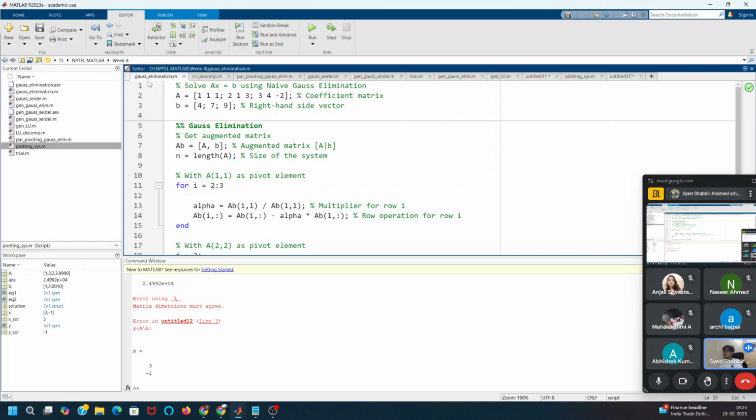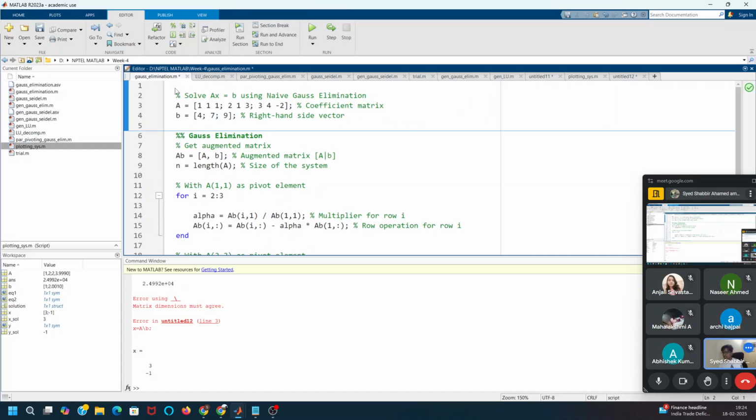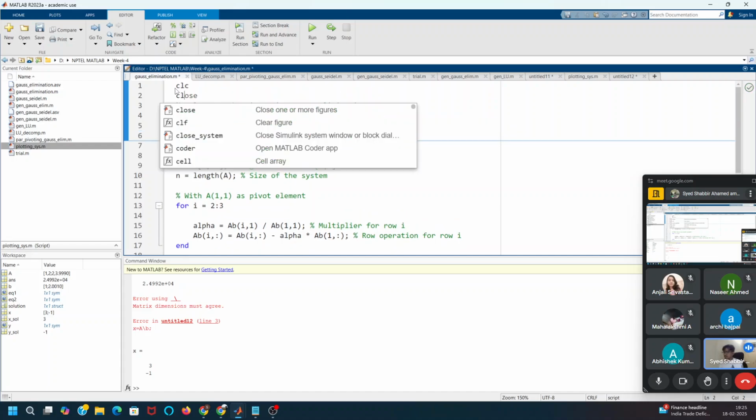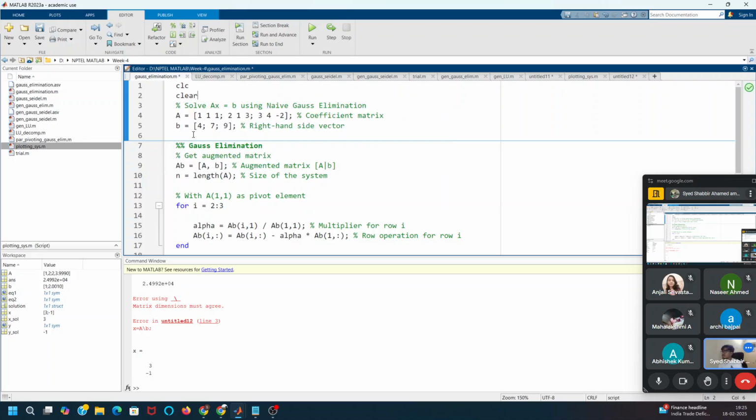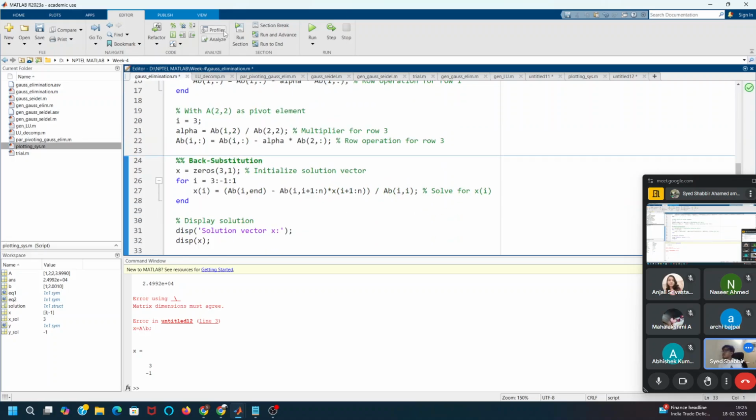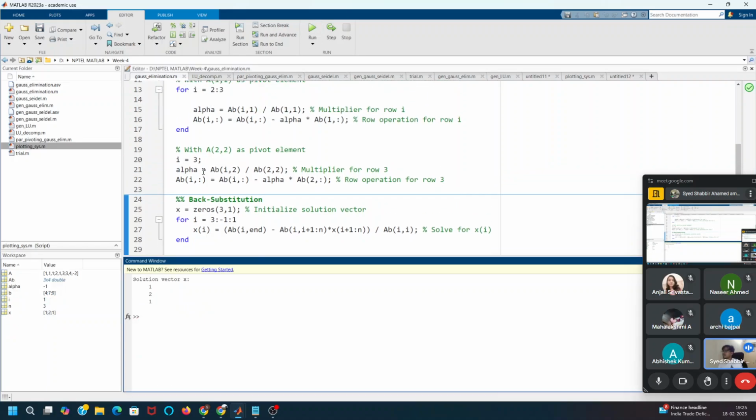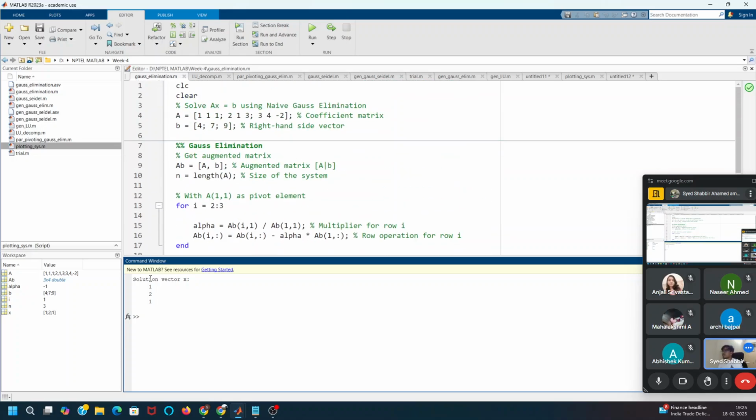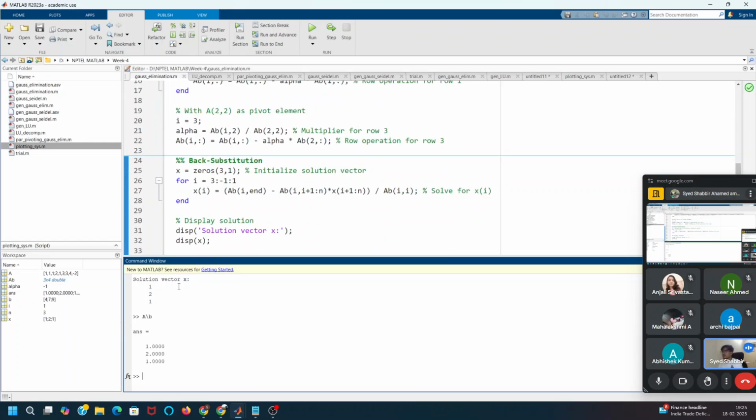We have this code which we have discussed in this module, the exact code which was taught by Professor Niket. So let's say if I run this, I am getting the solution 1, 2, 1. I can also use A backslash B and I'll get the same solution. But I'm using Gauss elimination here.